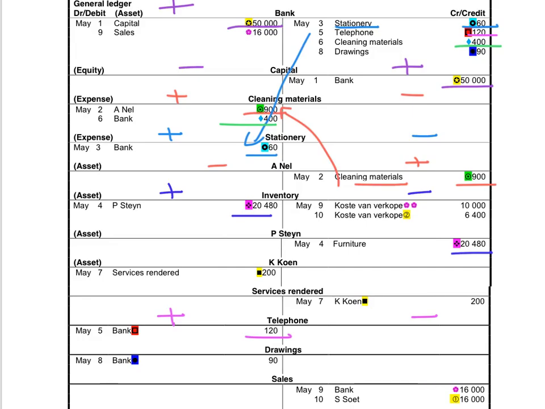Koen's account will be debited because he's a debtor. He owes us the money, so he's an asset. Assets increase on the debit side and decrease on the credit side. Services rendered is an income. Income increases on the credit side and decreases on the debit side. So services rendered will be credited.